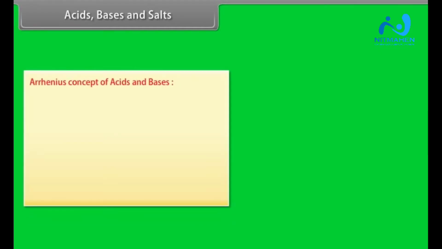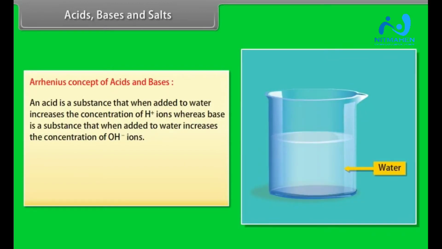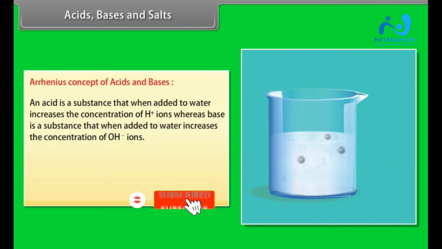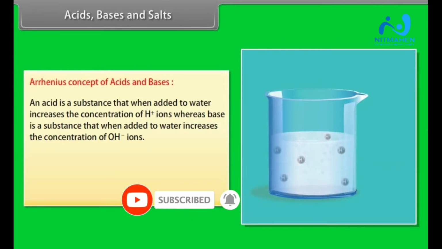Arrhenius concept of acids and bases. An acid is a substance that when added to water increases the concentration of H+ ions, whereas base is a substance that when added to water increases the concentration of OH- ions.